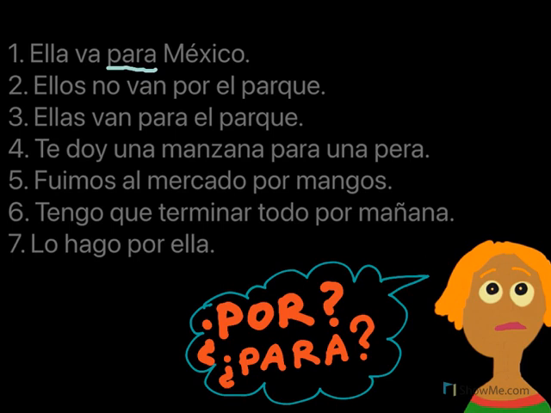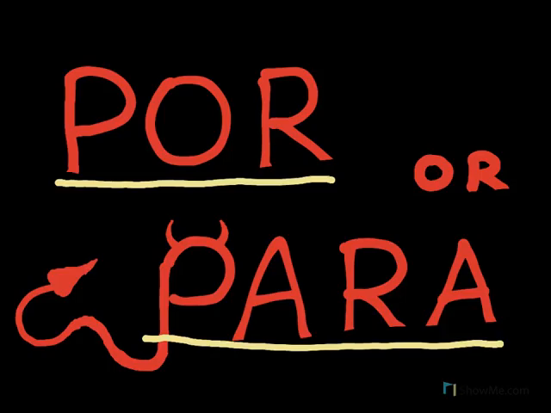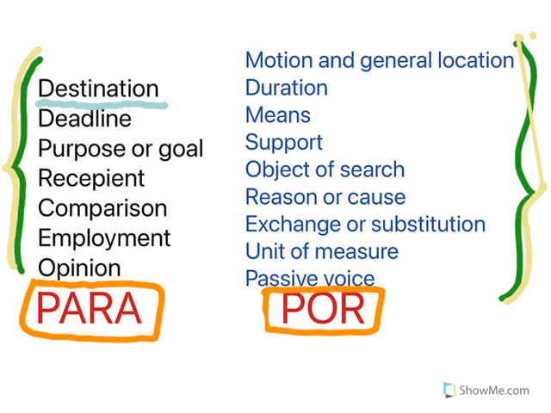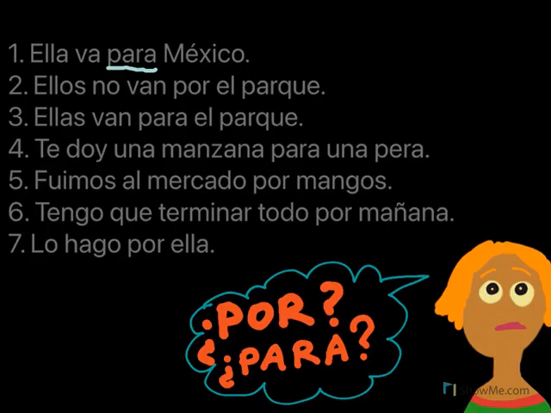"Ellos no van por el parque." No van por el parque, you're going back, you're taking a look at it, you see that it is motion or general location. Well, it's not a destination, so it is in here. Por el parque would mean, okay, let's say this is the parque and they're going through it. So they're generally somewhere in the park. They're going through the park.